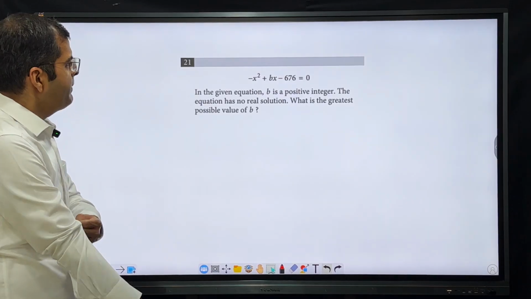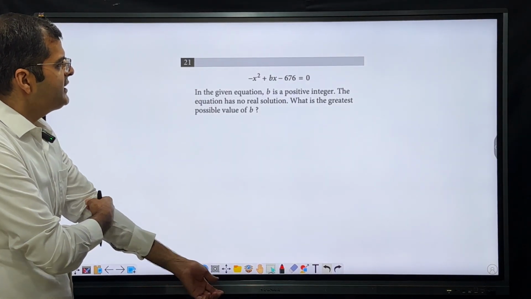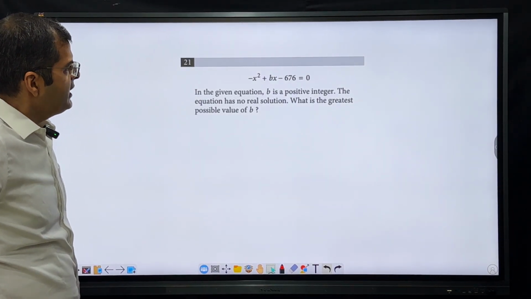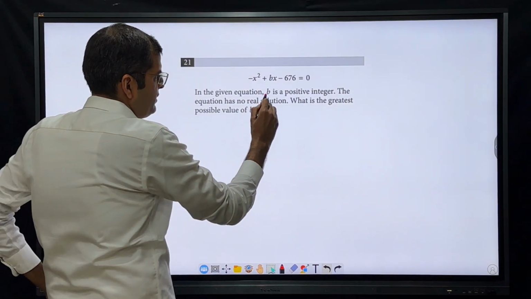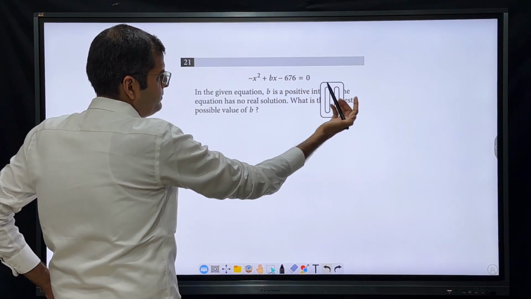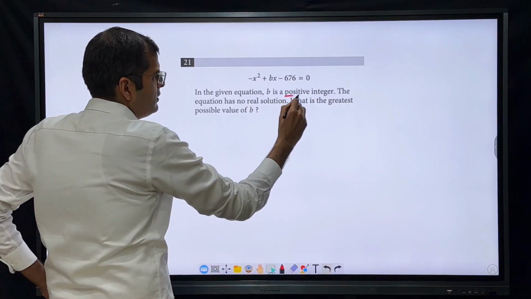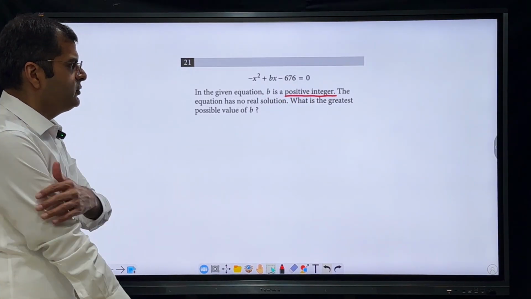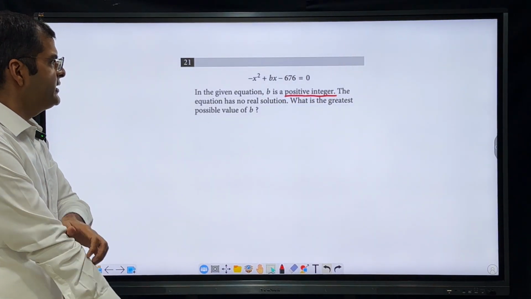Now this question says minus x square plus bx minus 676 equal to 0. In the given equation, b is a positive integer. The equation has no real solution. What is the greatest value of b?